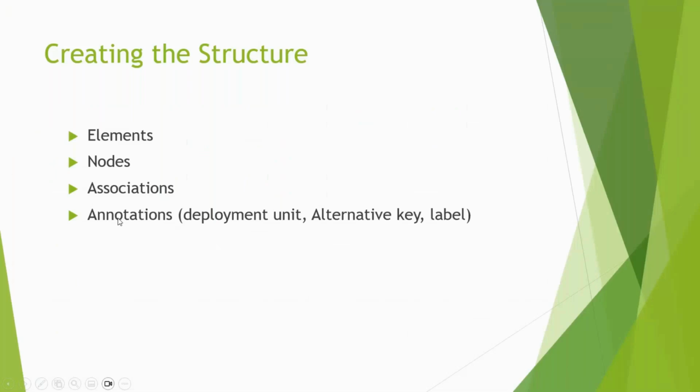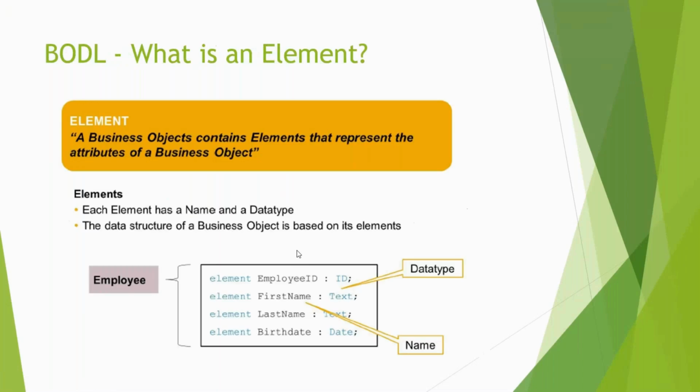And annotations: if you are creating any custom BOs, there is the alternative key, and if you want to change the label, like we have a technical name and you want to provide some user understandable name, using these annotations we can create those labels, and then the alternative key we can make. Once we go into the hands-on, maybe we can explain those things as well.